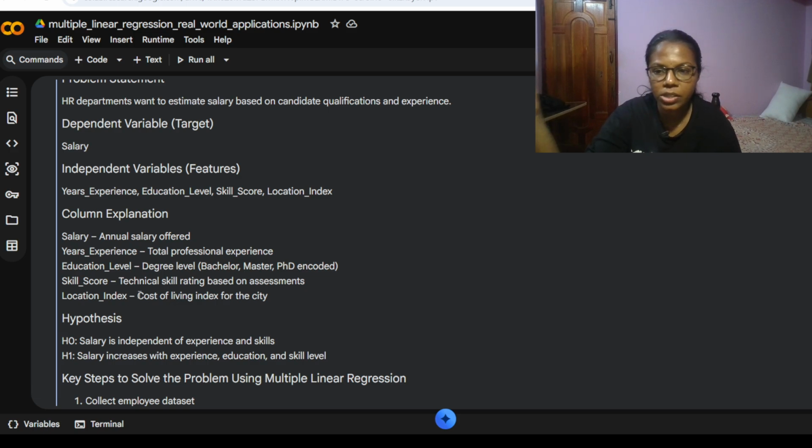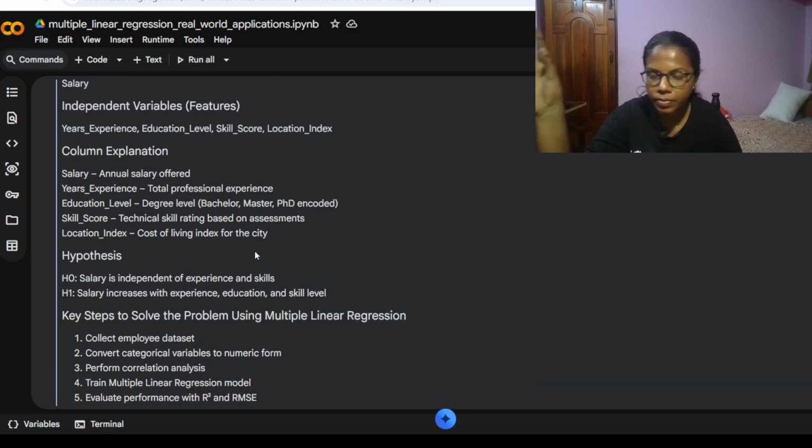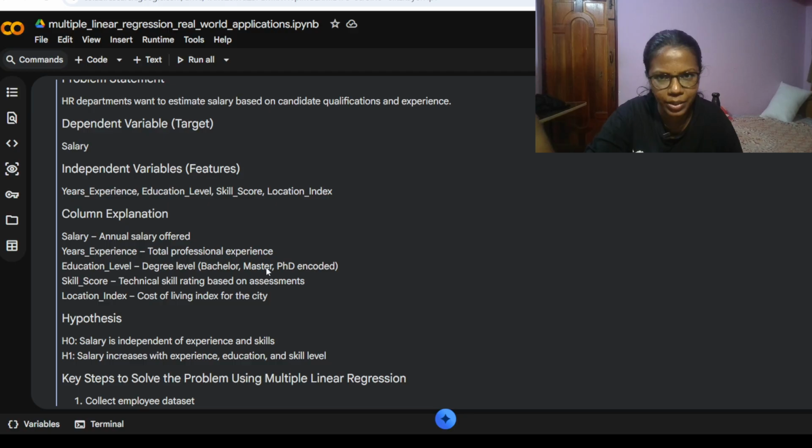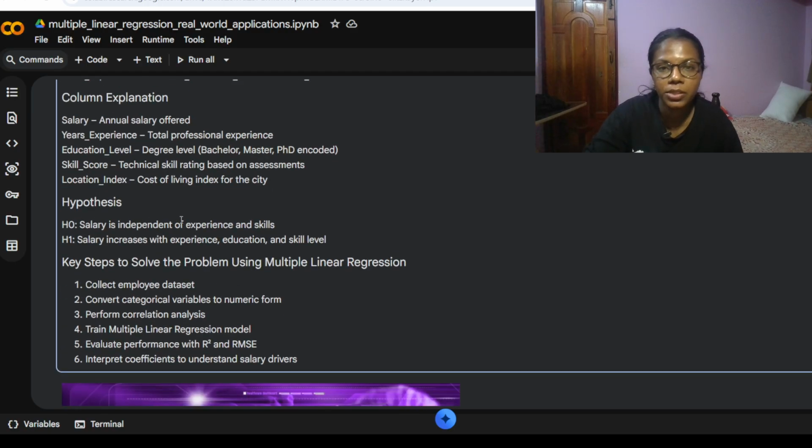Location index, the cost of living index for the city. Based on where they live, how much they are spending, how the company is getting requirements, and how much the company is getting paid from its clients, the cost of living index of the city will be decided. So for this kind of problem statement, what could be the hypothesis?